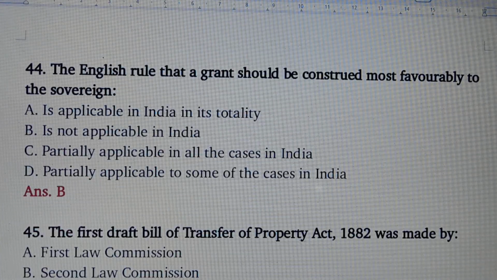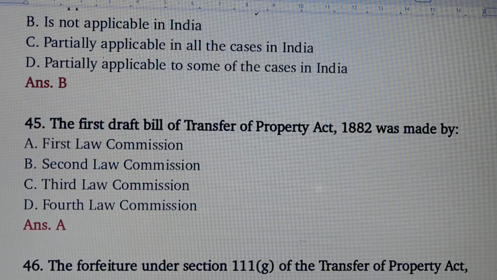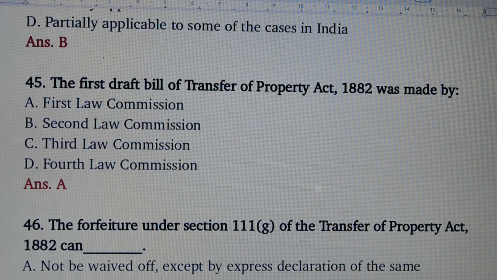Question number 44. The English rule that a grant should be construed most favorably to the sovereign. Answer is option number B, is not applicable in India. Question number 45. The first draft bill of Transfer of Property Act was made by. Answer is option number A, First Law Commission.